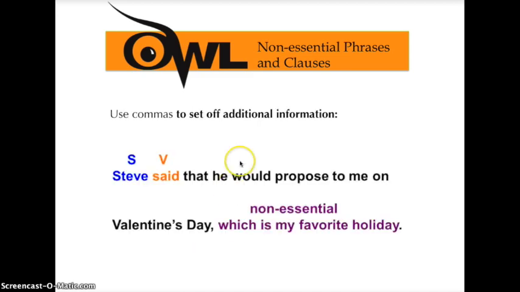You can also use commas to set off additional information. Valentine's Day, comma, which is my favorite holiday. Okay. The sentence starts here. Steve said that he would propose to me on Valentine's Day, comma, which is my favorite holiday. So they're adding more information to Valentine's Day. Valentine's Day is the favorite holiday.